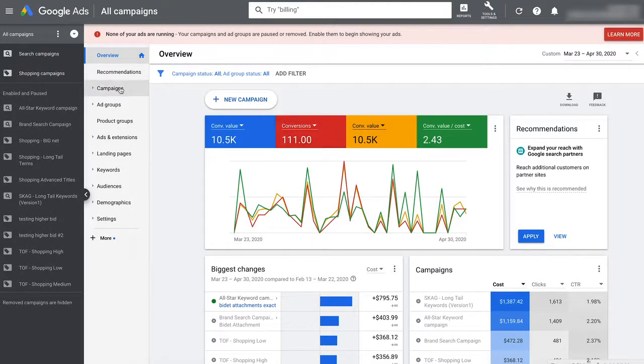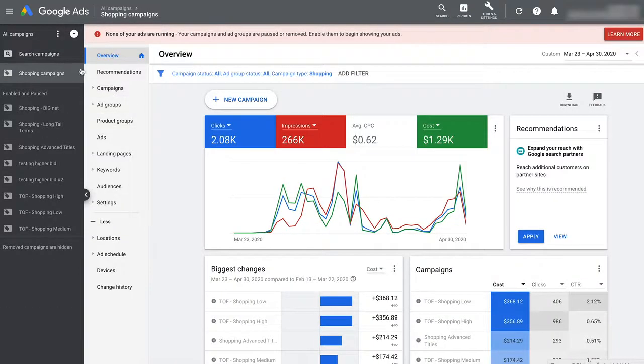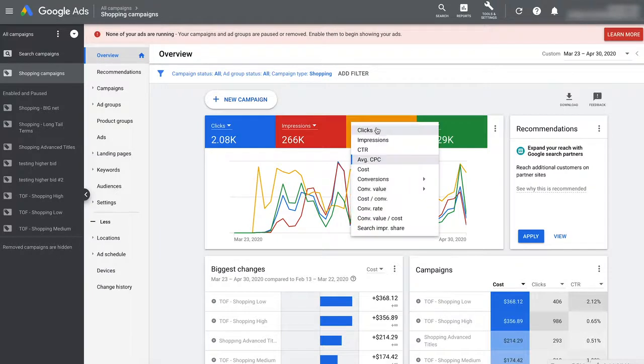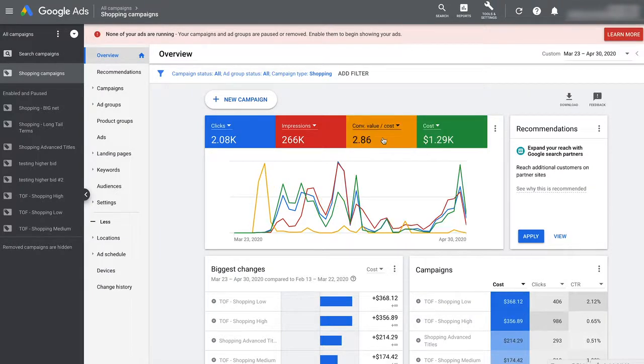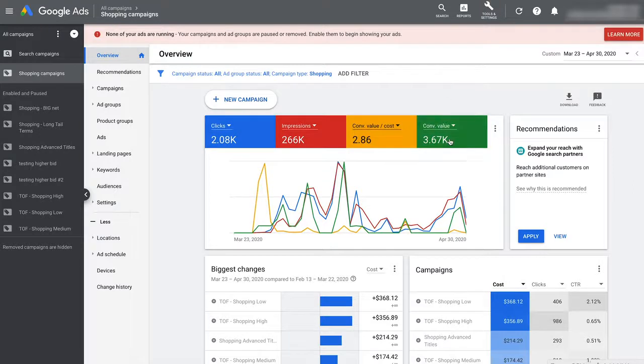But let's actually see what brought in a majority of the sales first. So let's actually look at the shopping campaigns. We're going to look at the overview of all the shopping campaigns, and we're going to look at return on ad spend. So 2.8 with your shopping campaign. Okay, and what did this actually bring as far as conversion value? We see that this brought in only $3,067.